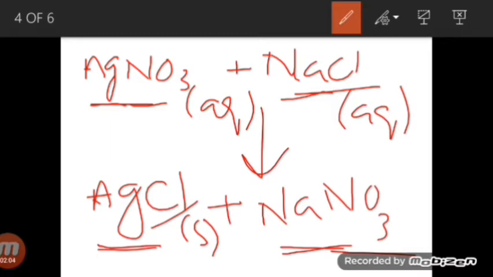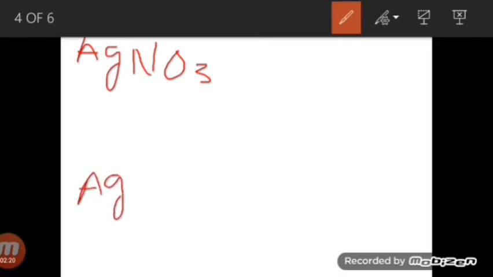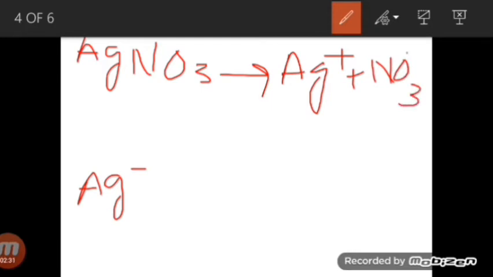The third step is now we have to rewrite it in terms of the ions. Now how are we going to write this in terms of ions? We had the first reactant, which is silver nitrate in the aqueous state. So what will be its ionic equation? Silver plus, and this is nitrate minus.